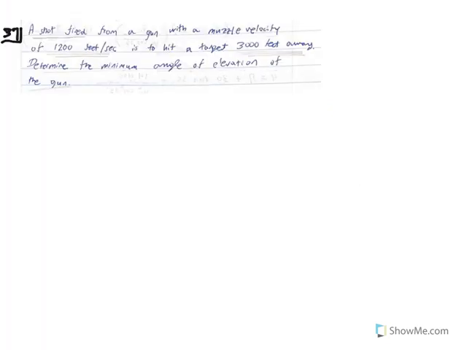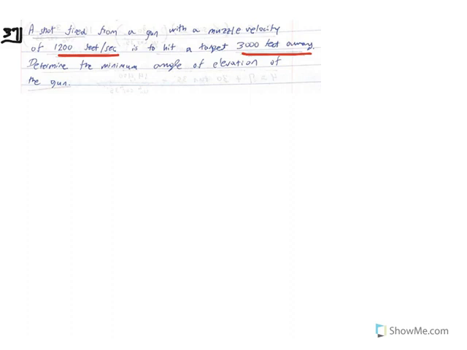This is our next problem, number 37. A shot fired from a gun with a muzzle velocity of 1,200 feet per second is to hit a target 3,000 feet away. Determine the minimum angle of elevation of the gun.